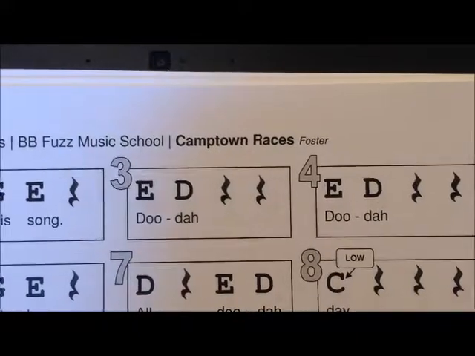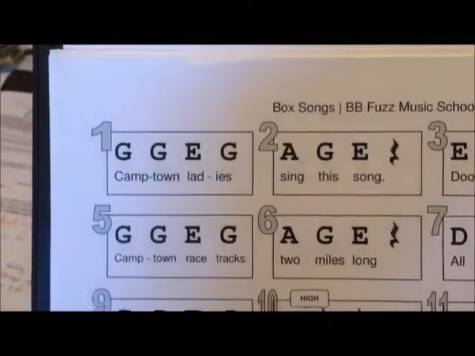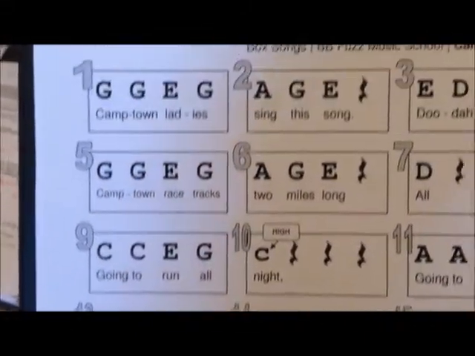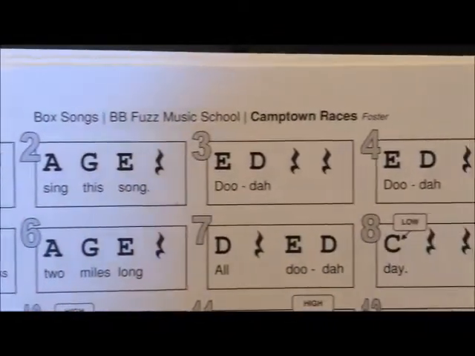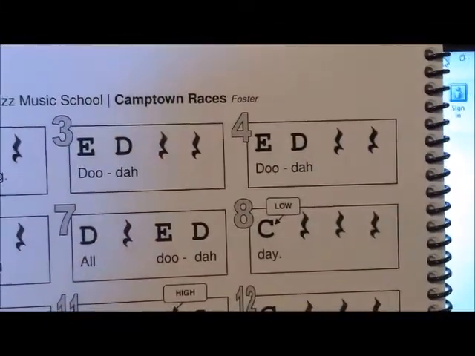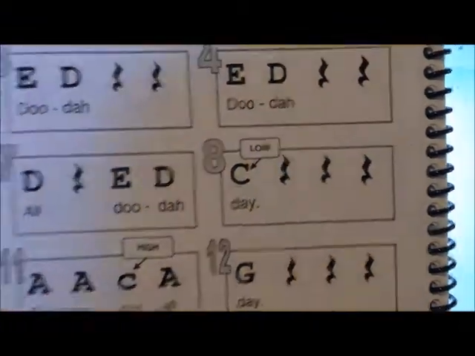We had the song Camptown Races today. Again, it's separated into boxes, so just learn one at a time. Each letter receives one beat of sound, and each rest, each little squiggly, gets one beat of silence.